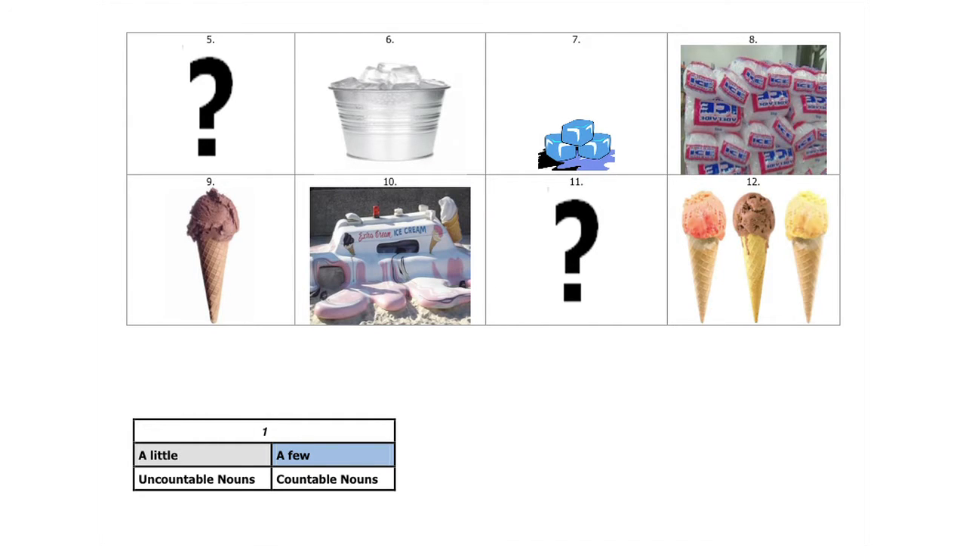What is number 5? How much ice do you have? Very good. What is number 6? Some. Yeah. Some ice. What is number 7? A little ice. What is number 8? A lot of ice. Very good. You're getting the hang of this.